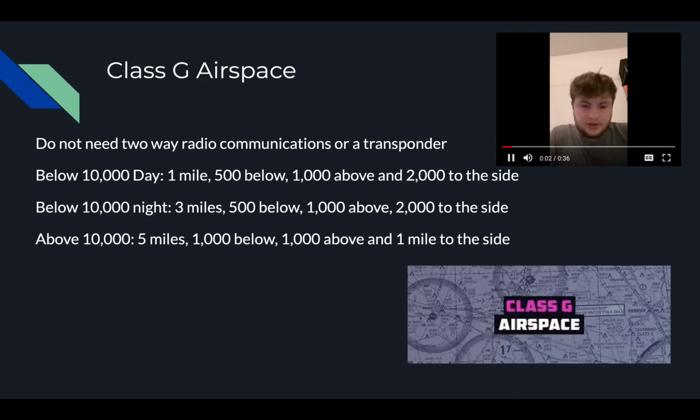Alright, last up is Class G airspace, which is the most confusing one. You do not need any radio communications or transponder. The requirements for below 10,000 during the day are 1 mile visibility, 500 feet below, 1,000 feet above, and 2,000 to the side. Below 10,000 at night is 3 miles visibility, 500 below, 1,000 above, and 2,000 to the side. And then above 10,000 is 5 miles visibility, 1,000 below, 1,000 above, and 1 mile to the side.